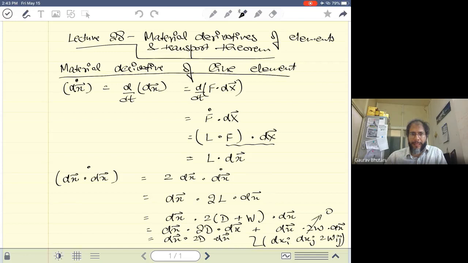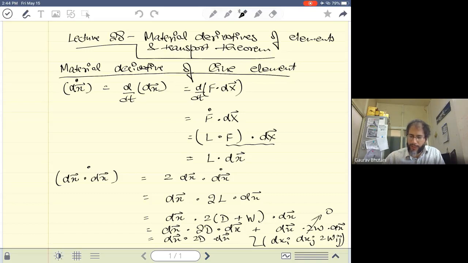So the material derivative of the dot product of d small x with d small x, that's the material derivative of the square of the length of d small x, is written as dx dot 2D dot dx. Okay. So again, remember the idea here is to write the material derivative of different quantities using the tensors that have been derived in the past.